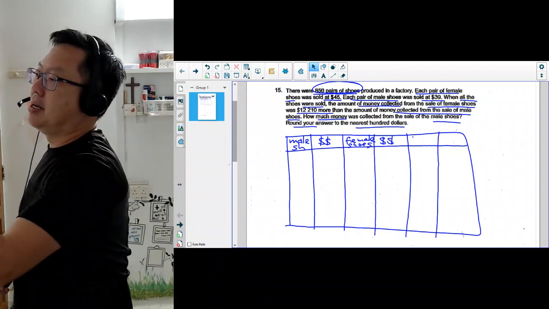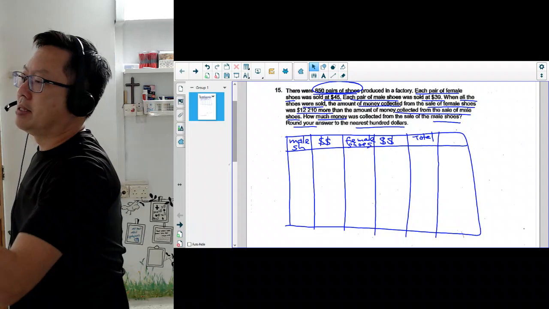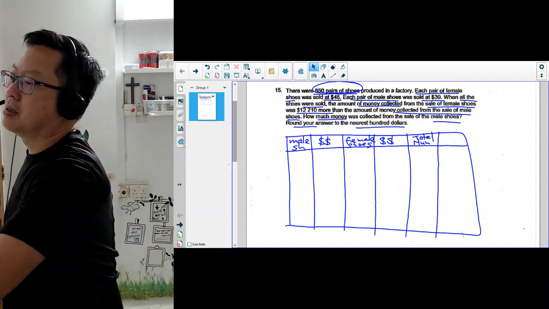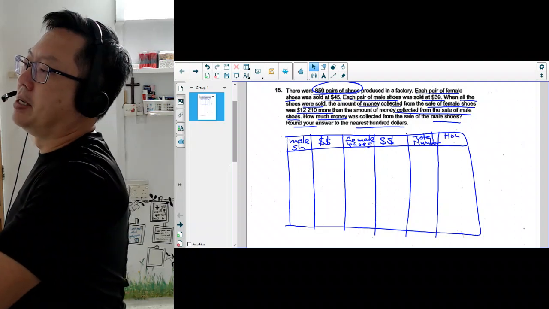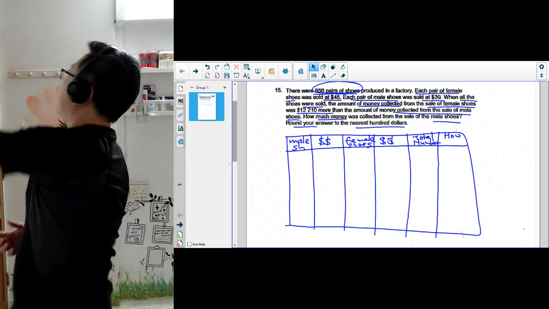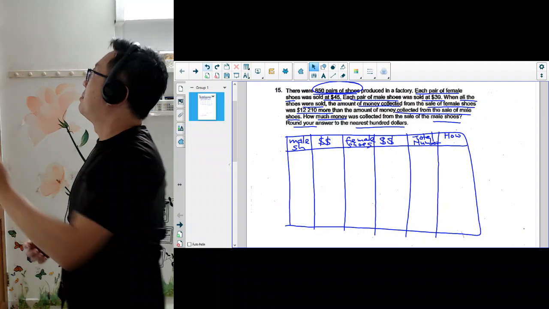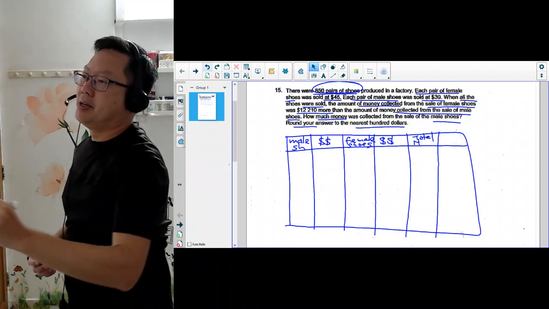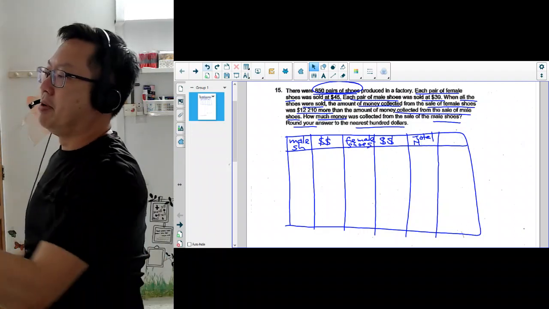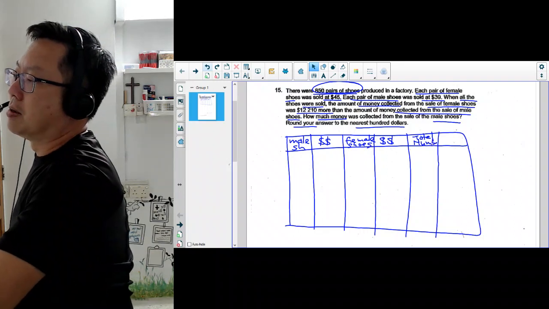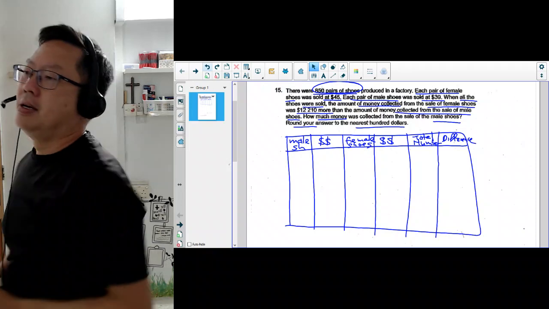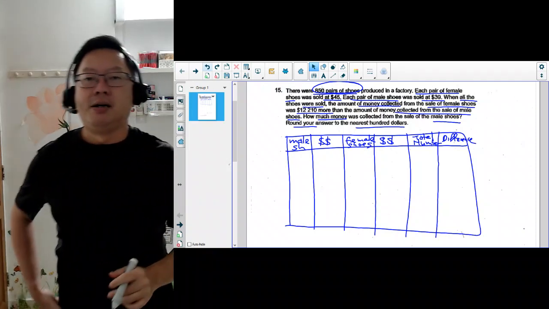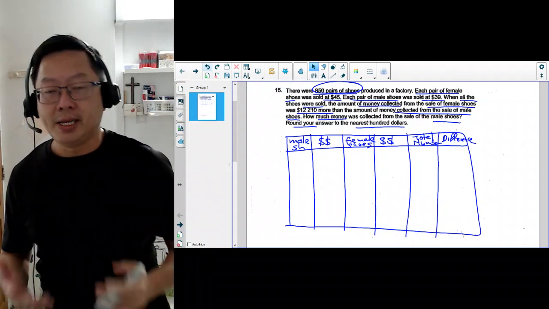But before that, let's put down the total number of shoes, and then we can call it how much more. The next column will be how much more, or we can call it the difference. The difference between the male shoes and the female shoes. So let's put down difference. Is there a tick and a cross? Well, it's not guess and check, so we don't need a tick and a cross.